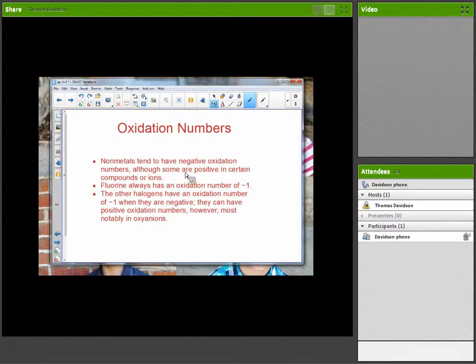Nonmetals tend to have negative, blah, blah, blah, whatever. Fluorine always has an oxidation number of minus 1. That's fine. The other halogens, yada, yada, yada. I wouldn't write any of these down.